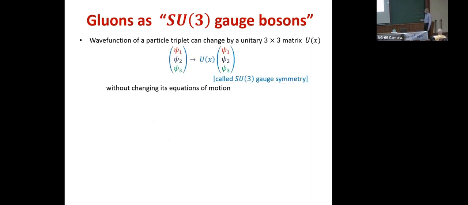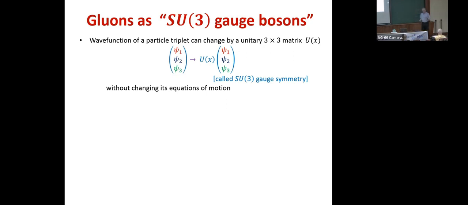So therefore, just like we expressed the photon as a gauge boson of electromagnetism, now we are going to think of writing a gluon as a gauge boson of strong interactions. So how do we do that? For electrons, remember, we had to multiply the wave function by e to the power i g alpha of x.